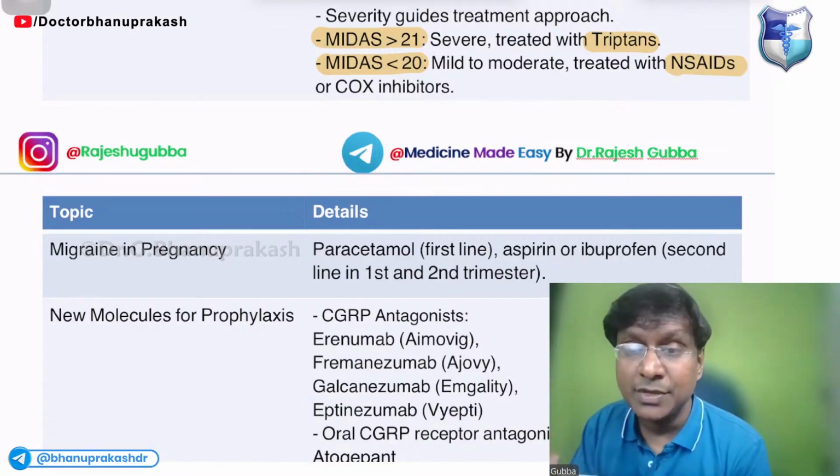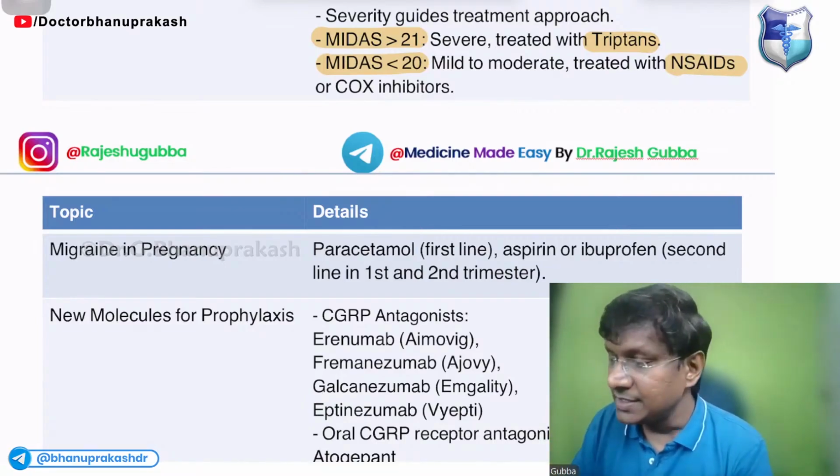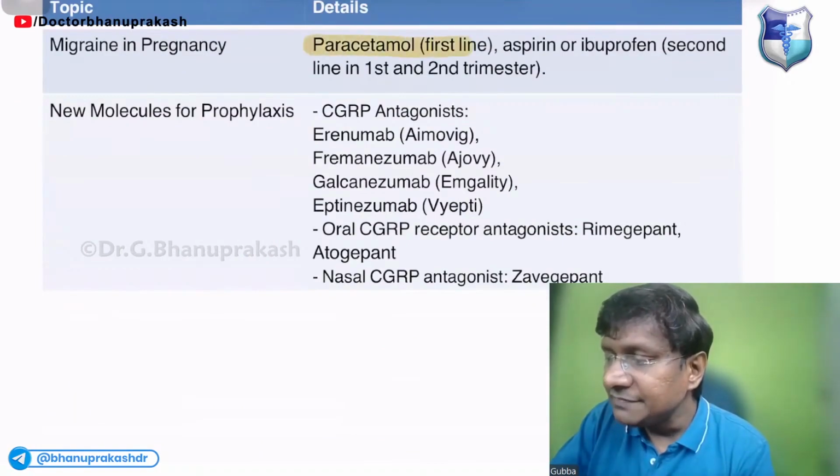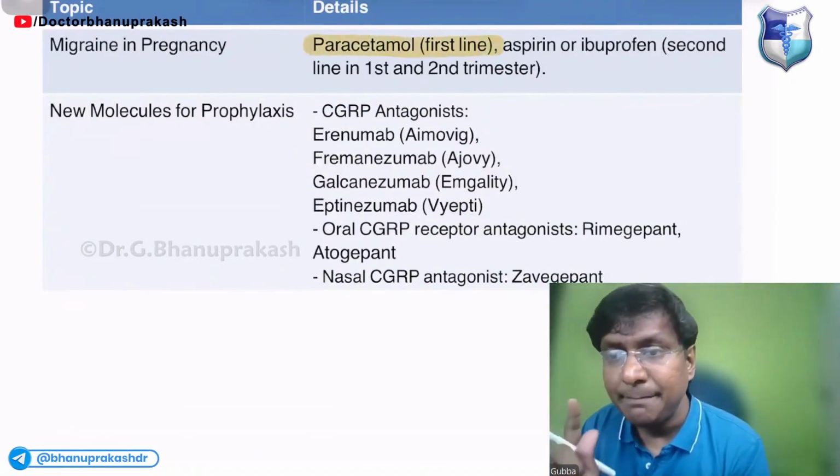And how will you handle the migraine in pregnancy? In pregnancy, if there is migraine, the individual should be given paracetamol, right? That will be the first line therapy.